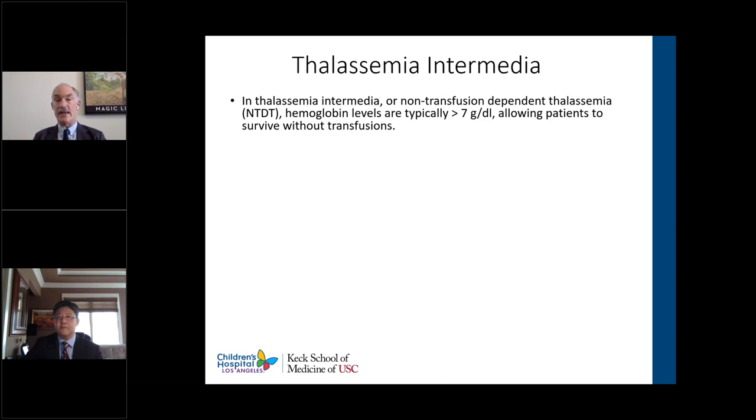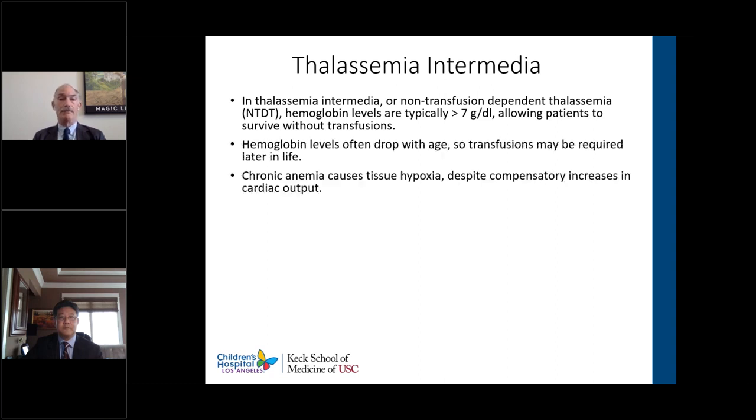And while this sounds great, what happens over time is generally the hemoglobin levels fall further, and the complications resulting from the low hemoglobins rise with age in the thalassemia intermedia group. And some of them become transfusion dependent later in life. And the chronic anemia does lead to inadequate oxygen delivery to many organs in the body. And the most oxygen sensitive are actually the heart and the brain.